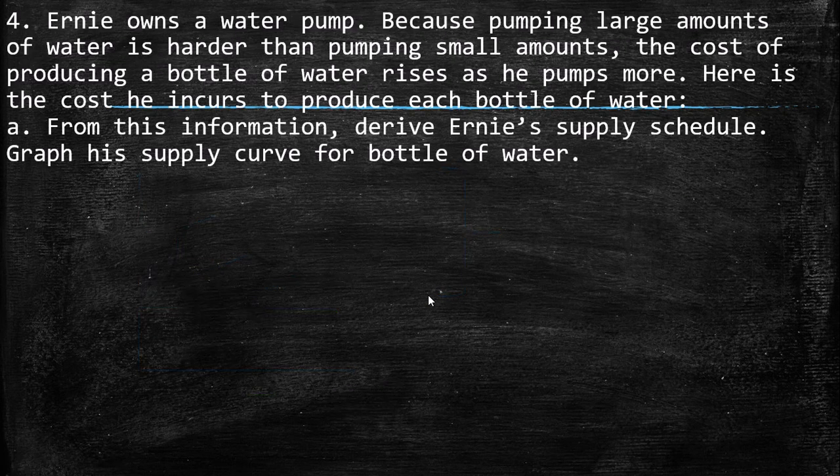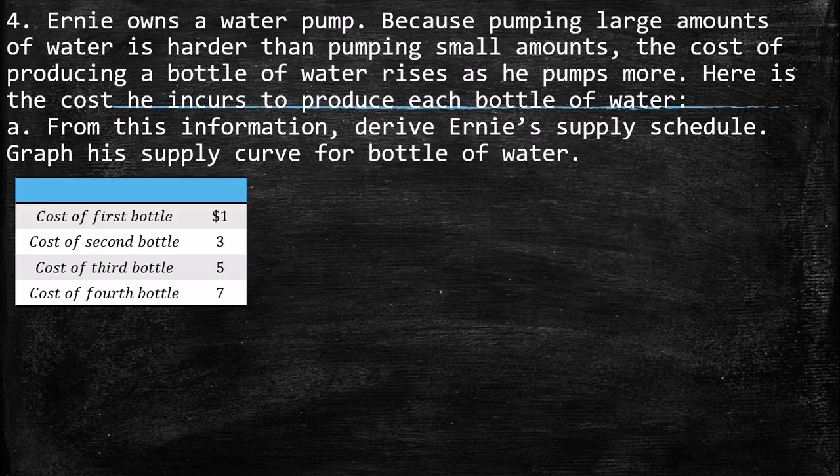Okay, that's it. Fourth, Ernie owns a water pump. Because pumping large amounts of water is harder than pumping small amounts, the cost of producing a bottle of water rises as he pumps more. Here is the cost he incurs to produce each bottle of water. A. From this information, derive Ernie's supply schedule. Graph his supply curve for bottles of water. So this is Ernie's cost.